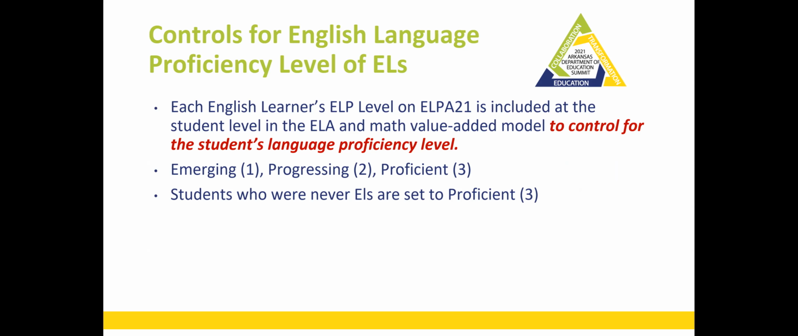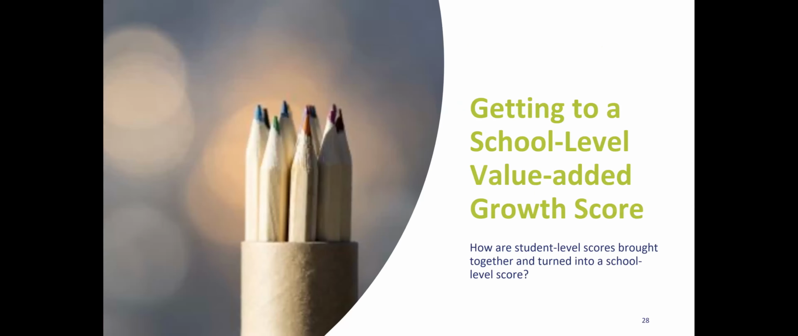So in fact, what we do because of this is we control for the English language proficiency level of our ELs in the residual model. This is the only student-level control that we use because of what our data show us. Each English learner's English language proficiency level on ELPA 21 is included in the value-added model for ELA, math, and science to control for the student's language proficiency level. So they're put in as a 1, 2, or 3 based on their ELPA 21 score in the current year, or their initial year, I think it's whenever they entered. And students who were never ELs are set to a proficient score of 3.